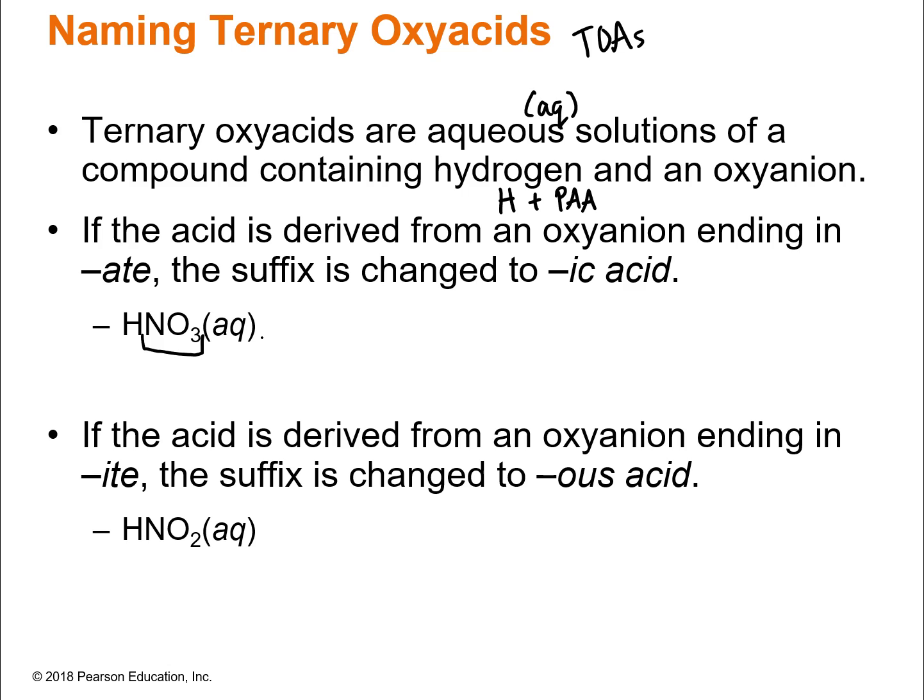The anion that this is derived from is nitrate. So you identify that first. Then you look at the ending of the oxyanion. We have an ATE here. So we're going to get rid of that and replace it with IC. You replace the word ion with acid to make nitric acid.